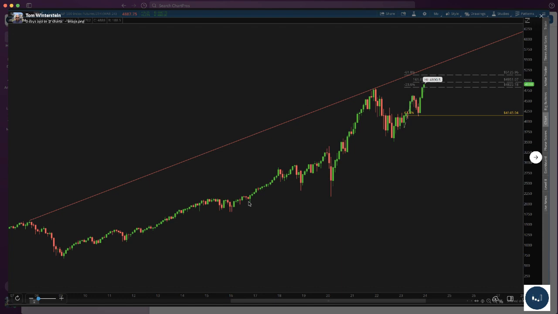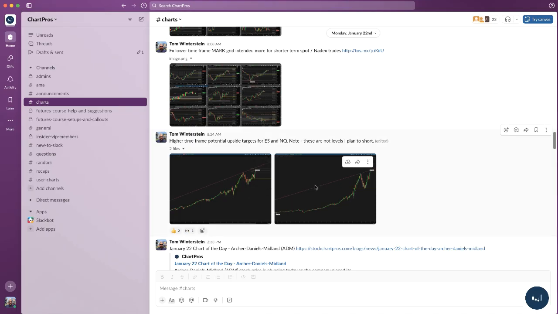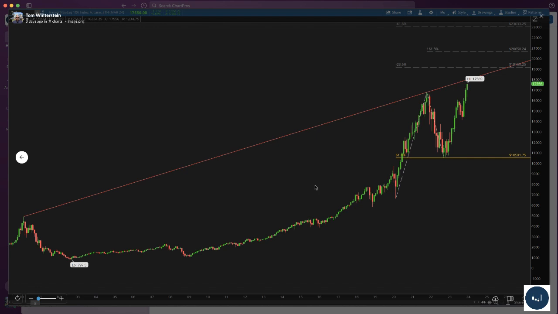And so those are projected and anticipated prices. Again, I made a specific note that I was not planning to short these levels, but these are targets for traders that are long, either short or longer term initiatives. And then you can see something very similar for the NASDAQ.